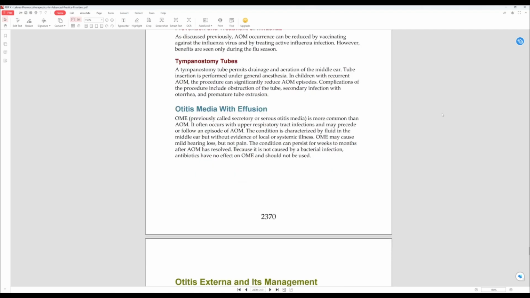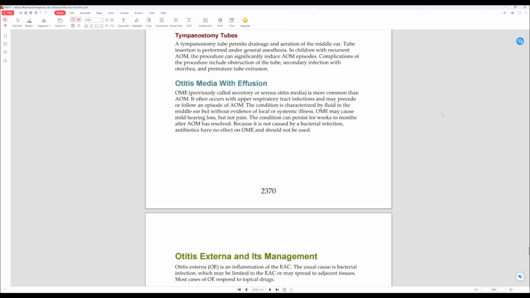And again, lastly, the tympanostomy tubes. A tympanostomy tube permits drainage and aeration of the middle ear. Tube insertion is performed under general anesthesia. In children with recurrent AOM, the procedure can significantly reduce AOM episodes. Complications of the procedure, however, include obstruction of the tube, secondary infection with otorrhea, and premature tube extrusion.